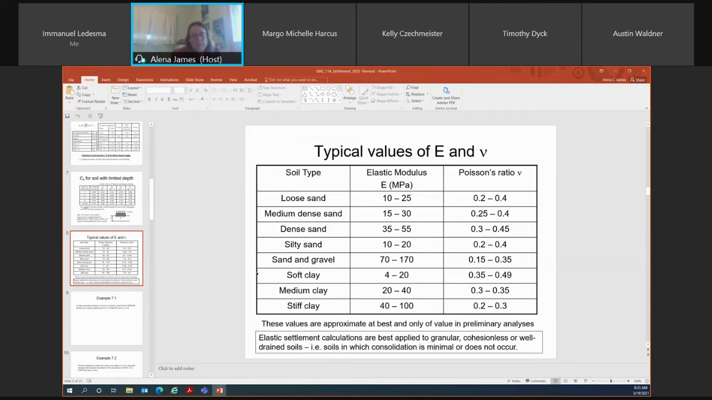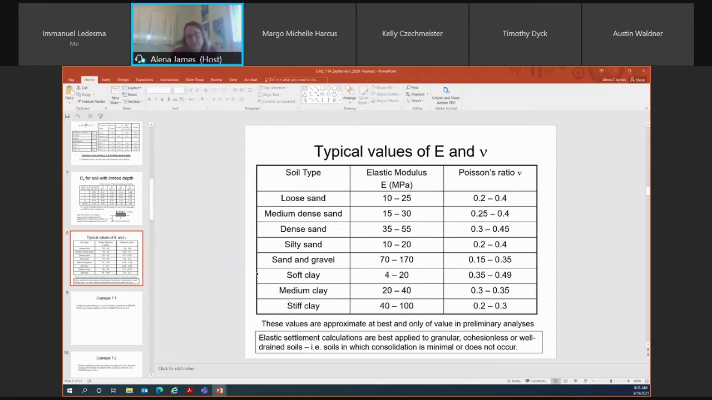These are representative or typical values of the elastic modulus and Poisson's ratio for different material types. I don't expect you to memorize these. This is just a reference table for you when you're working out in industry. One thing to note is you'll notice, especially with material that has cohesion, so a soft clay, for example, has a lower elastic modulus value than a stiff clay does. Whereas its Poisson's ratio is higher for a soft clay than it is for a stiff clay.